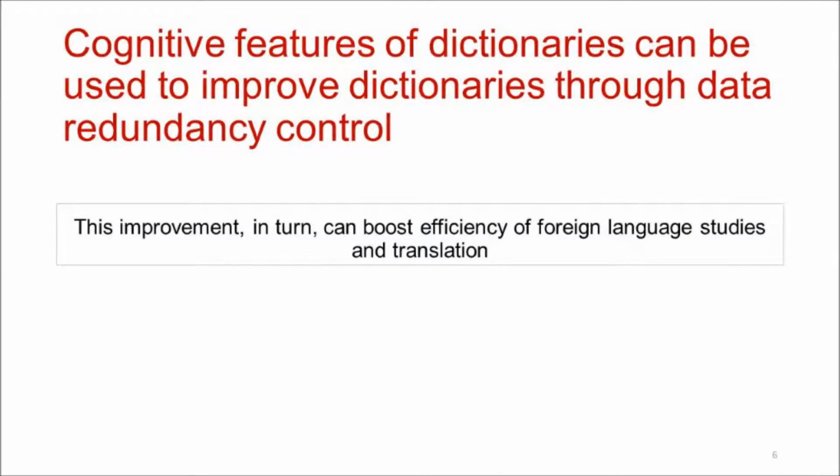The versatile nature of cognitive faculty opens opportunities for improvement of the dictionary using state-of-the-art information technologies that can introduce new features that have potential for optimization of foreign language studies and translation.